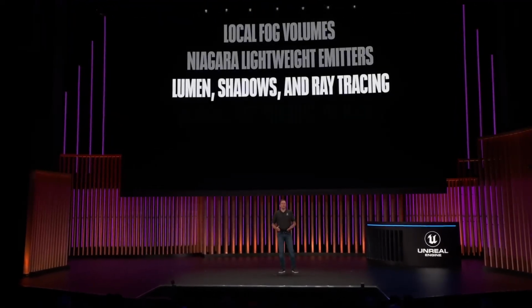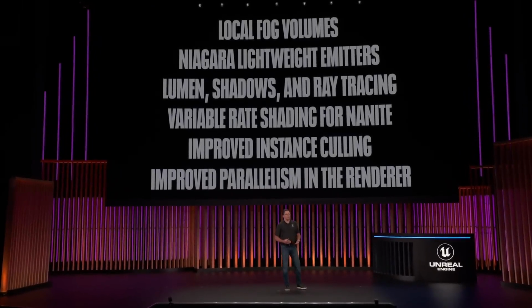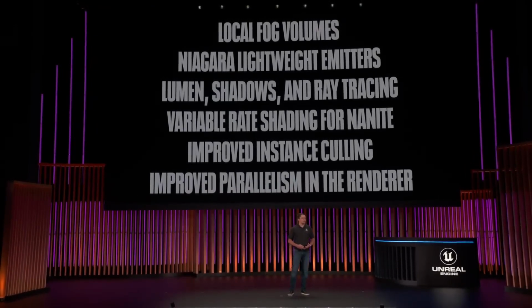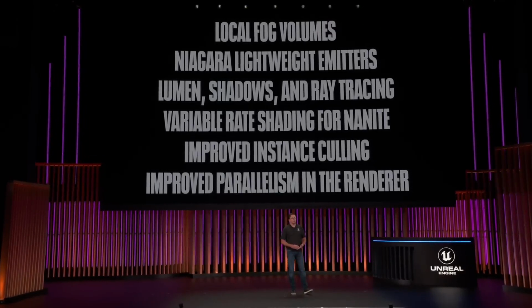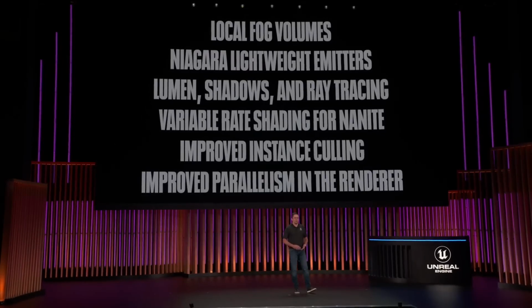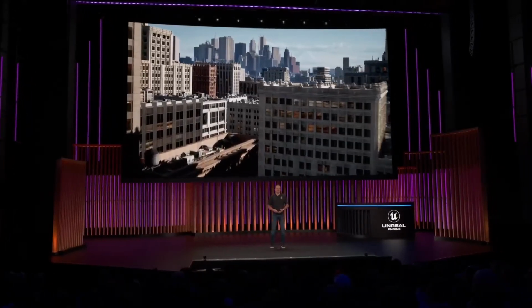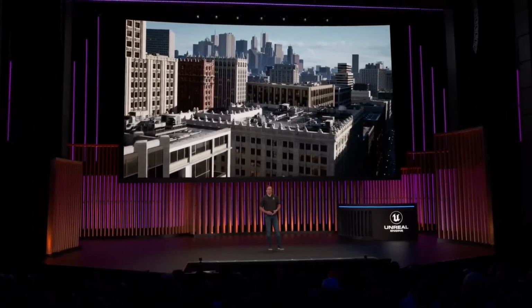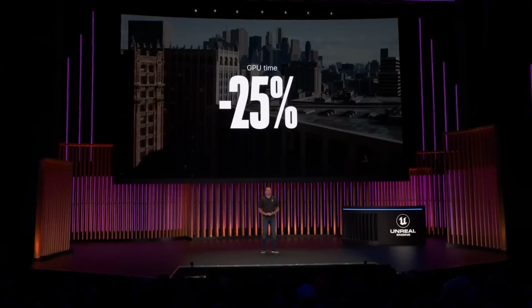But most importantly, we've made a lot of performance improvements. We now have faster Lumen, shadows, and ray tracing. We've added variable rate shading for Nanite. We massively improved instance culling, and we significantly improved parallelism in the renderer. You name it, we made it faster. With the City Sample demo that shipped in 5.0, our console tests showed that the render thread time was reduced by 50%, and the GPU time decreased by 25%.